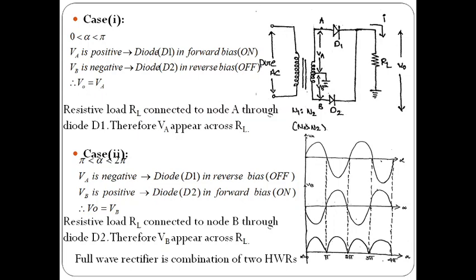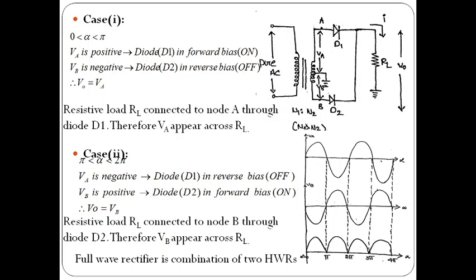Therefore we can say voltage drop across the load resistor V0 is always equal to VA, the current flowing through the path of secondary winding VA to diode D1, then the load resistor. Yes, in this case V0 equals VA. This load resistor RL is connected to the node A through diode D1. Therefore, we have VA across the RL.